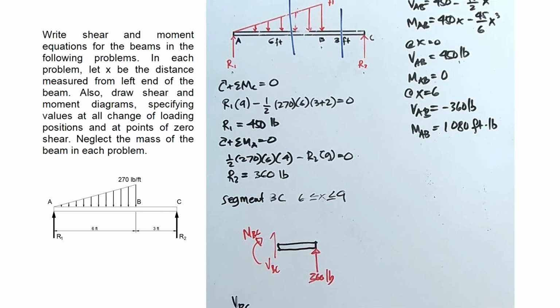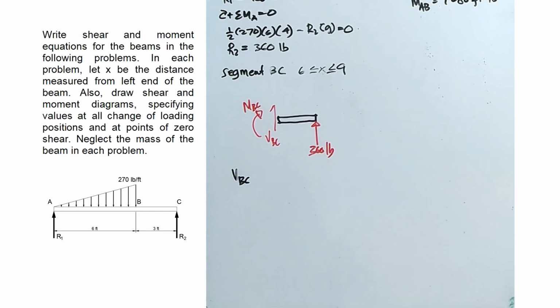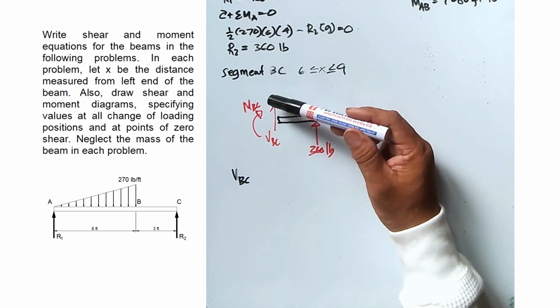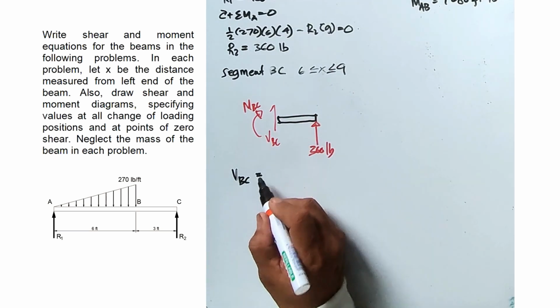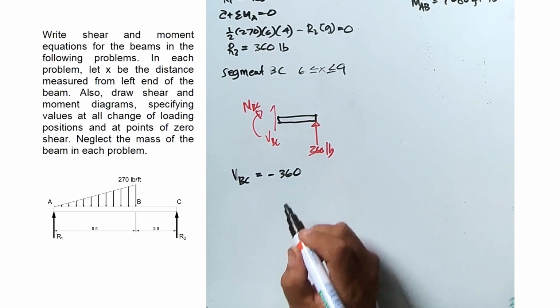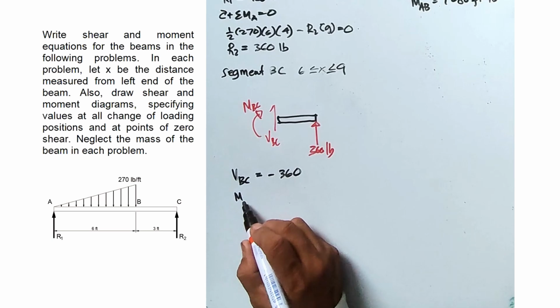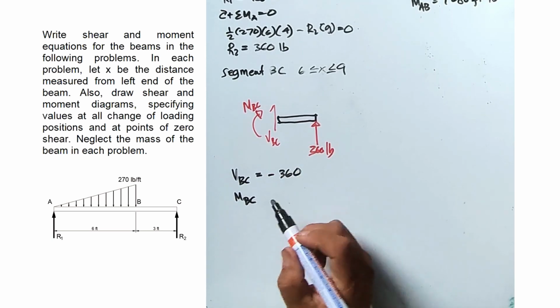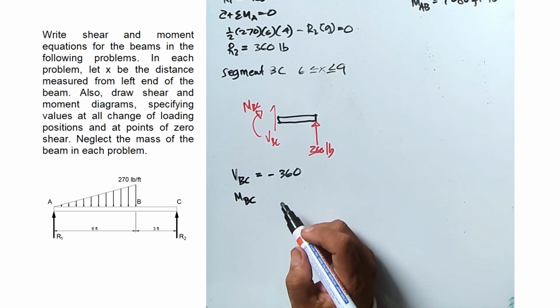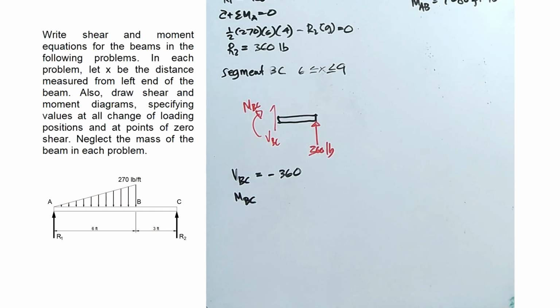So here, all forces that will be opposite the direction of VBC will be positive. So that means this one will be negative, negative 360. Then moment, all moment that is opposite this direction will be positive. So that will be 360 times... we don't have the moment arm. So let's see what the moment arm will be.